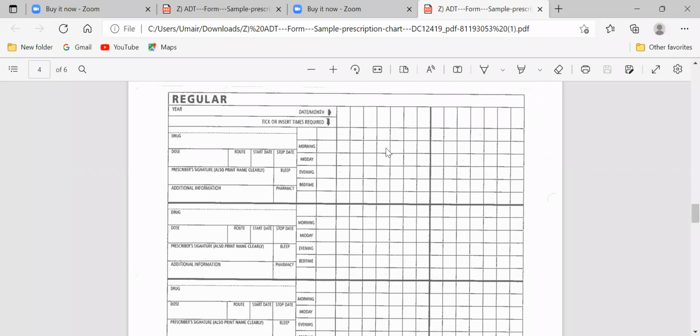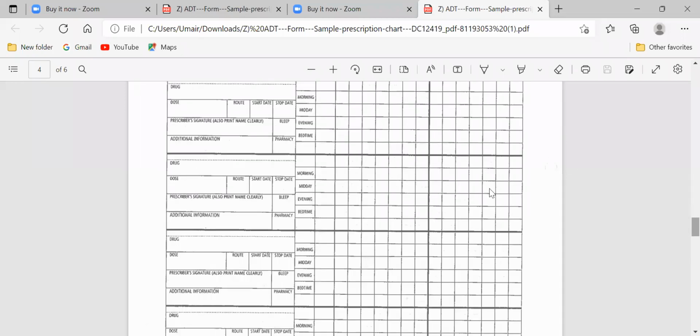So other medication patient is taking: tiotropium, lithium carbonate, and seretide. So these are being given in the regular section. So lithium carbonate, write down the lithium carbonate. The dose is 800 mg. Route will be per oral. Start date will be 24 by 03, right?